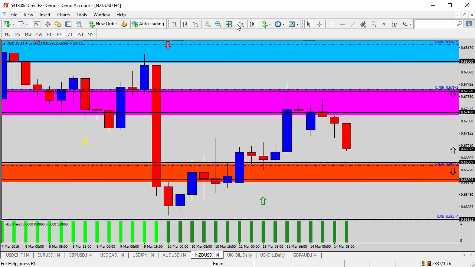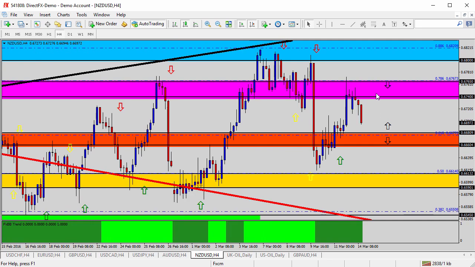4-hour time frame, zoom it out a little bit here. Again, the opportunity to go short was the pink zone. Don't go short on top of the orange zone, but a breakout underneath the orange shaded area could give us an opportunity to go short once again for the New Zealand dollar this week.